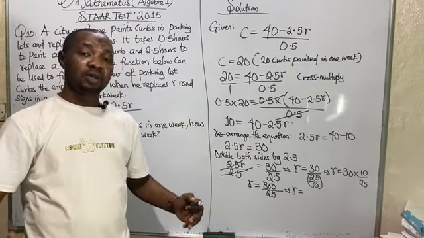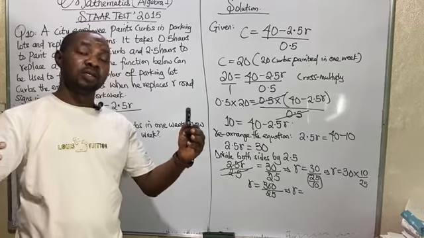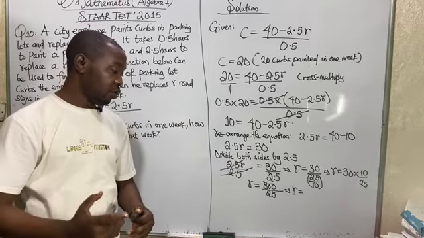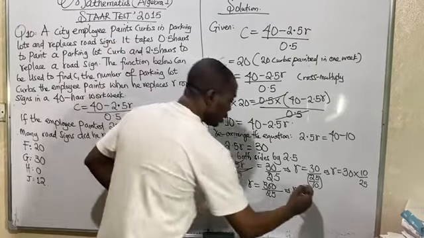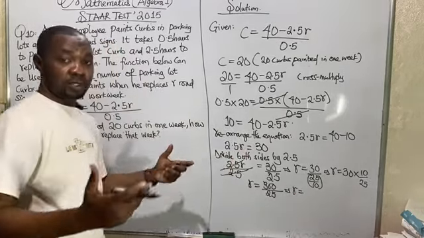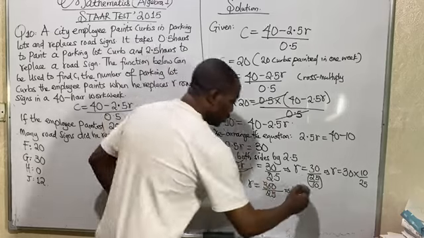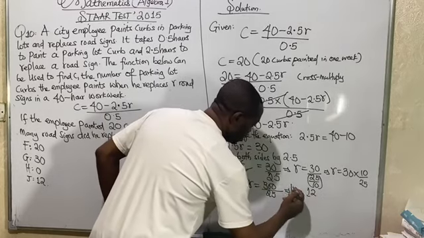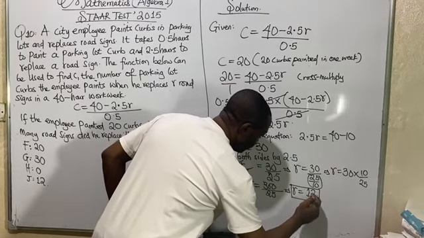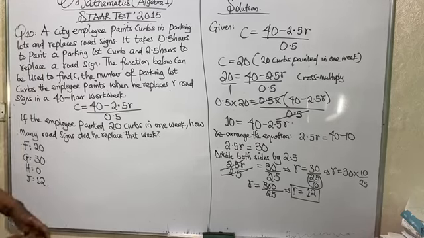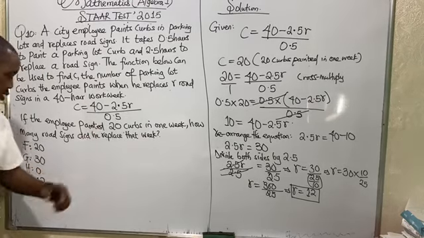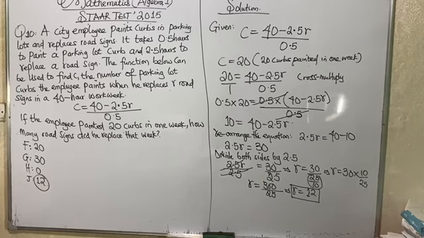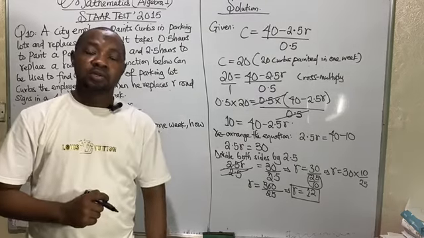We know that when we divide 100 by 25, that will be 4. So 300 divided by 25 will be 12. So the value of R is 12. The number of road signs he replaced that week is 12. And that is the answer to the question.